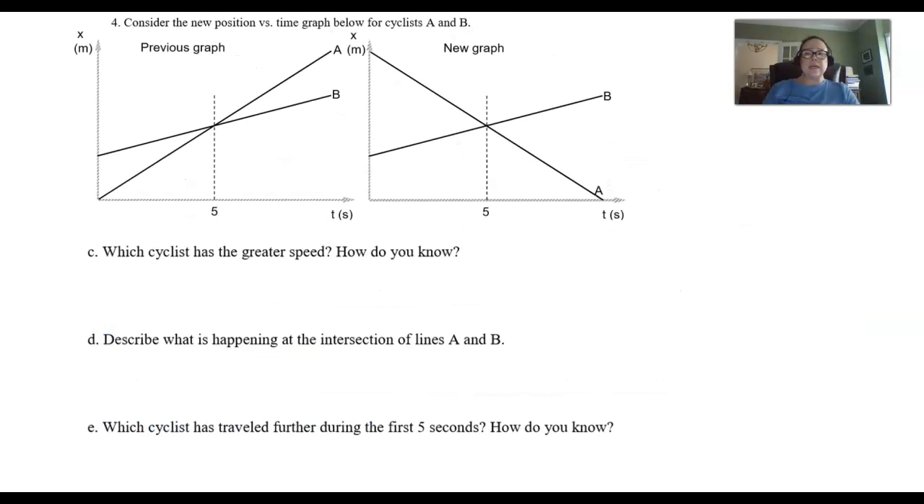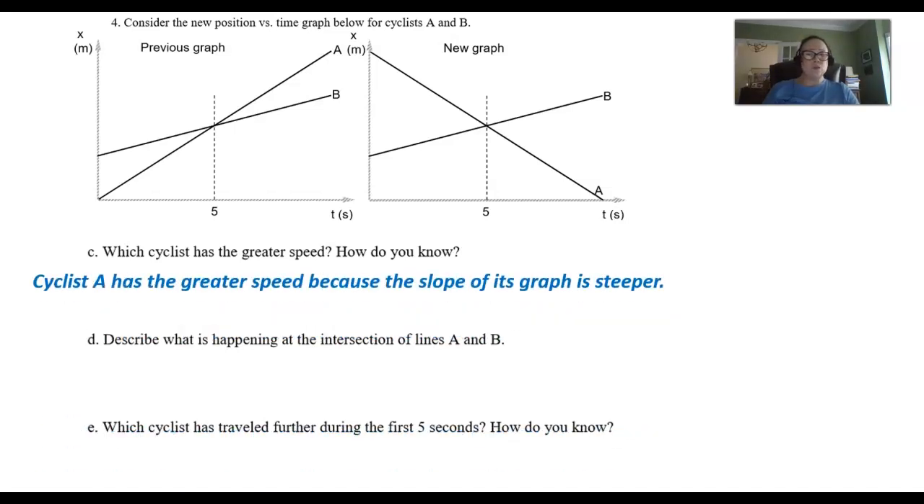So which of these two cyclists has the greater speed? Well, we need to look at this slope, and cyclist A, the magnitude of its slope is steeper than the magnitude of the slope for cyclist B. So even though A is going in the negative direction, maybe the value of this slope is negative, but the amount of it is still greater than the slope for cyclist B. So A is moving at a faster speed.